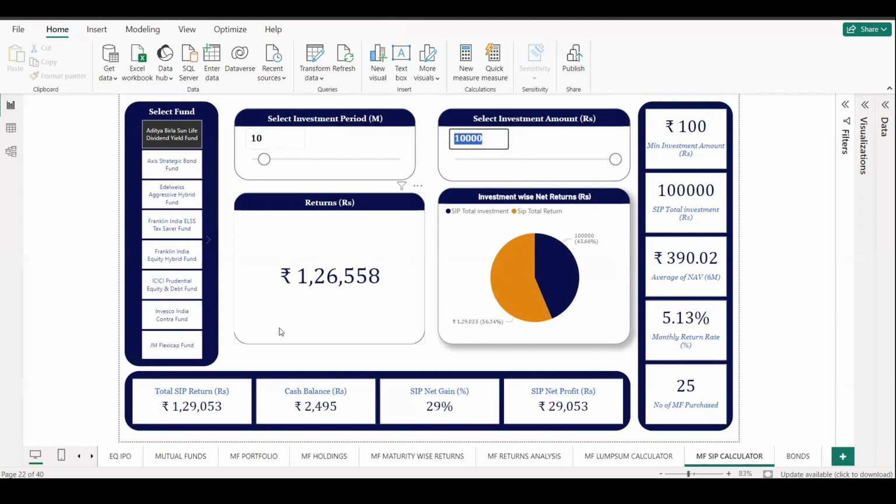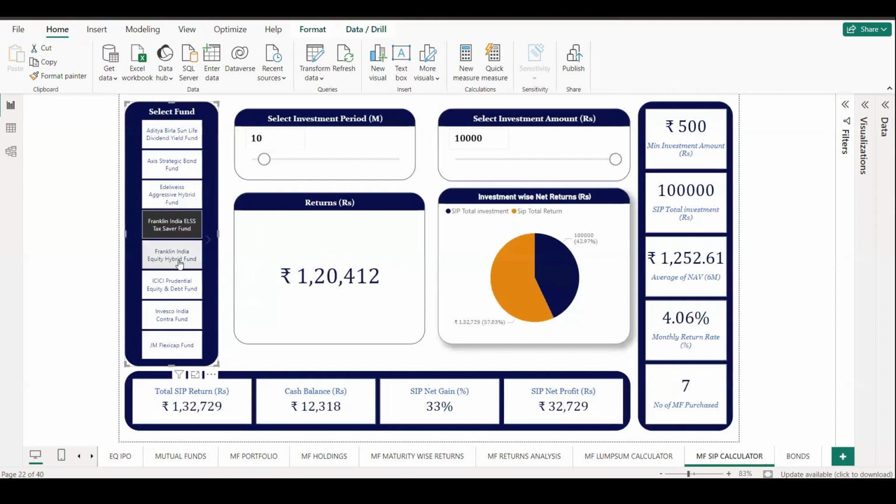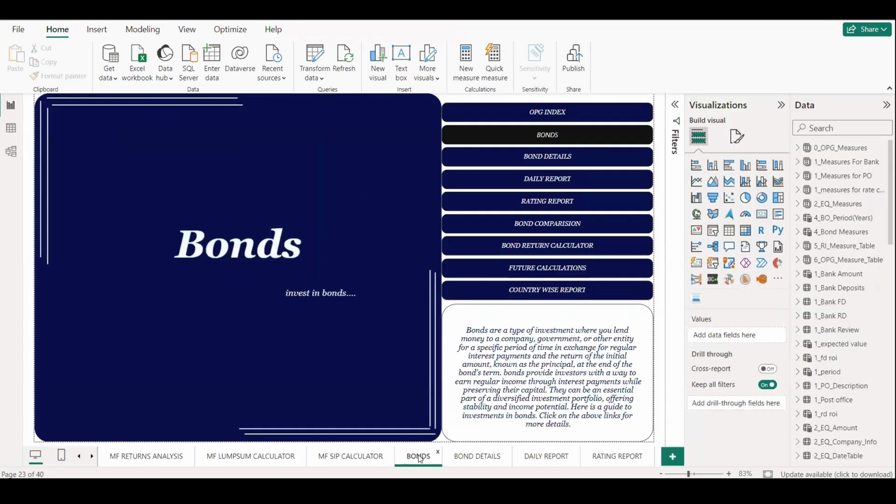This is the return that I'll get after 10 months. And this is my net return in percentage, that is the rate of return. I can see it for different mutual funds as well. So yeah, that is all about mutual funds. So let's move on to bonds.